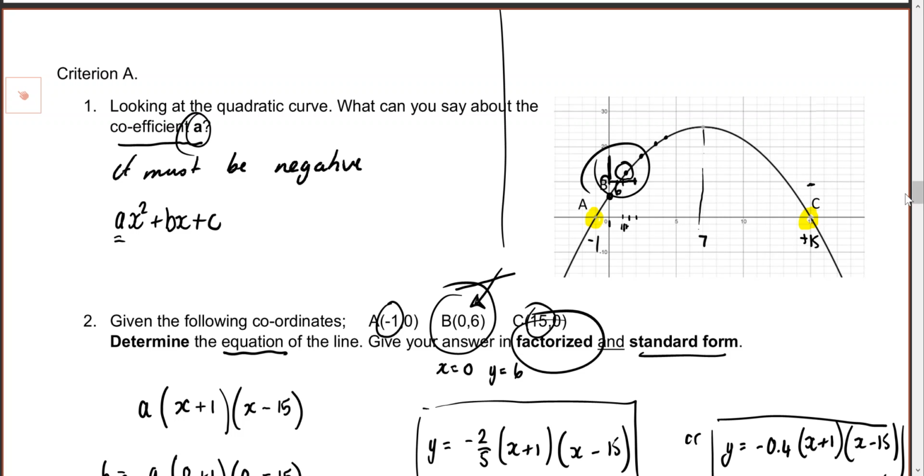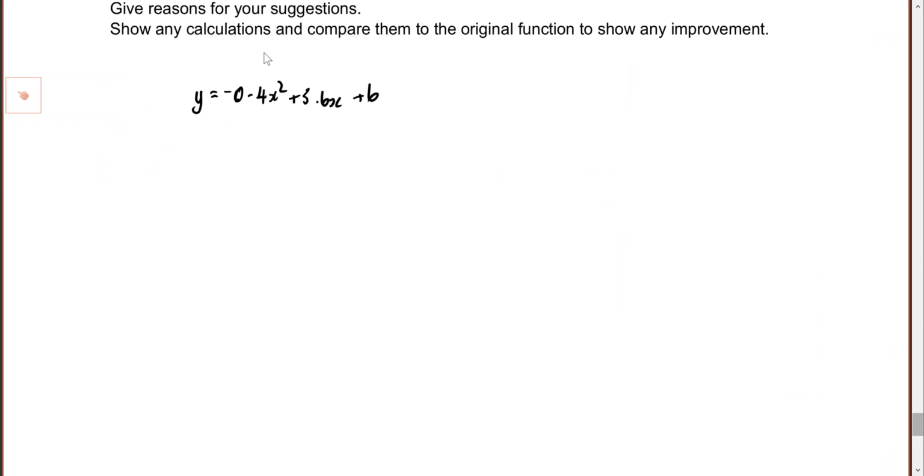There's a really simple way of doing that, which is to add 7 foot onto the end. So it becomes negative 0.4x squared plus 5.6x plus 13. However, does that improve my model? Yes. It improves one end, but what has it affected? The other end.